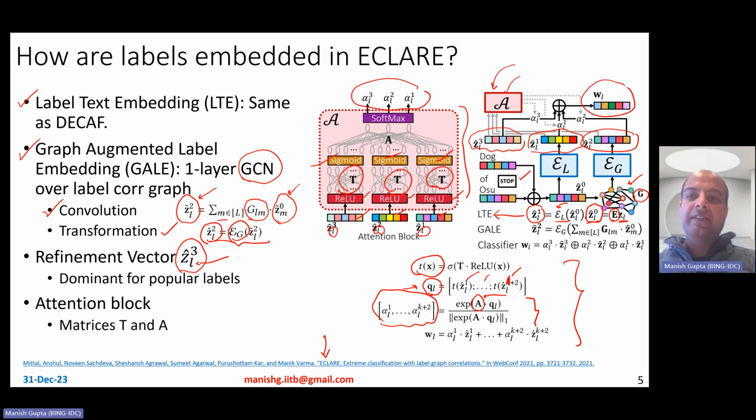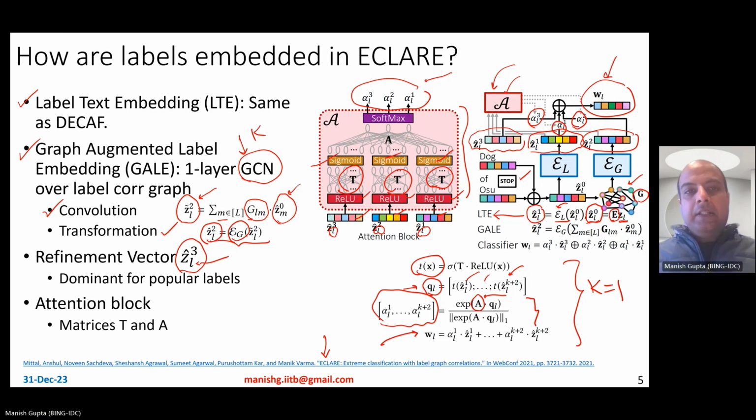For generic cases, when you consider multiple K different layers of GCN, you will have the K that is being shown for generalization in these equations. But in general, ECLARE just uses K equal to 1. K is set to 1 in ECLARE. So therefore, you have alpha 1, alpha 2, alpha 3. You use these alphas to get your final WL by doing a weighted addition. So that's how label embeddings are obtained in ECLARE.